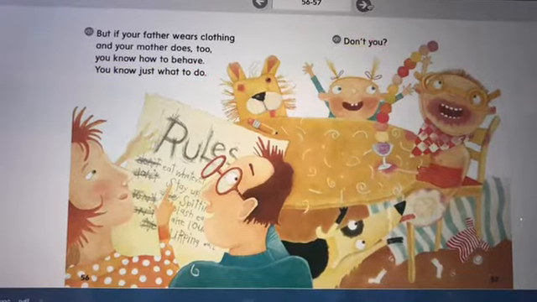Don't you? All right, so that is all you have to do for Read Aloud, is just listen to the stories and then try to learn those vocabulary words because they will be on the assessment at the end of your packet. All right, bye guys.